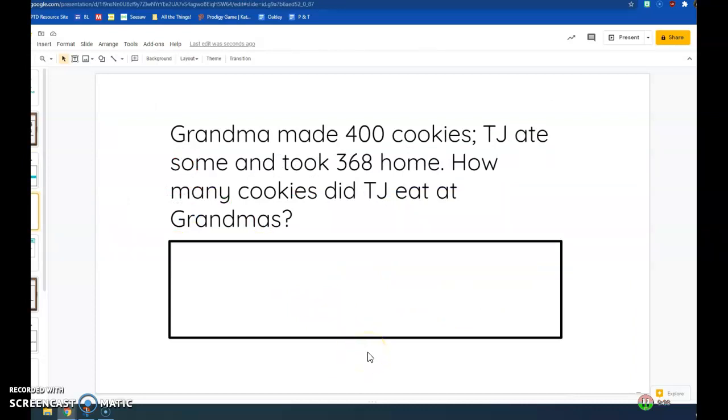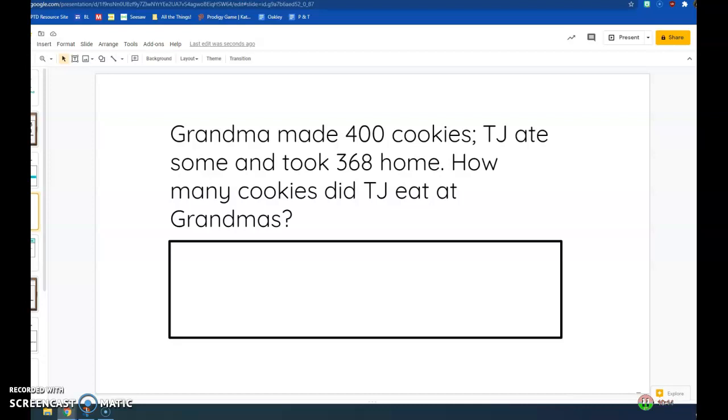Okay, so we're going to try another story problem together this morning. So I want you to listen. I'm going to read it for you, and then I want you to use your whiteboard or scratch paper in order to solve this problem for me. Grandma made 400 cookies. TJ ate some of them and took 368 home. How many cookies did TJ eat at Grandma's?